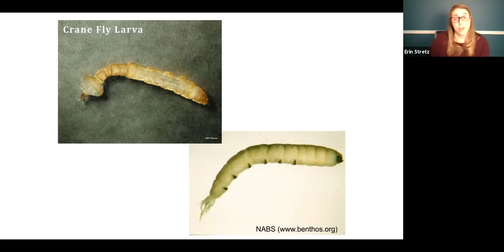The bottom image shows another type of crane fly we might see that has not prolegs so much on the bottom of the abdomen, but prolegs-like, very small bits that allow the crane fly to move around on rocks. And so you may see that, but that's not very common.